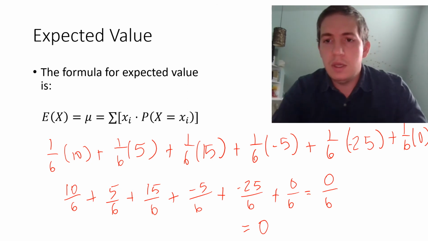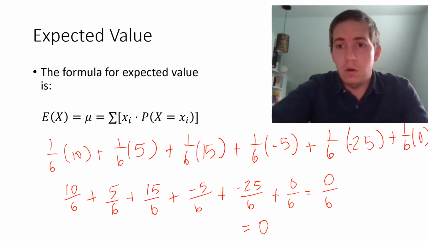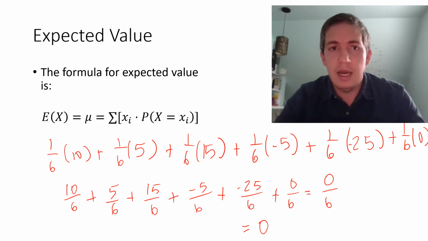So the expected value is your average value each time you run the trial. And so this is how you calculate it. You multiply the probability of that event by the event's numerical value, and you add it up for all of the outcomes. That's it.